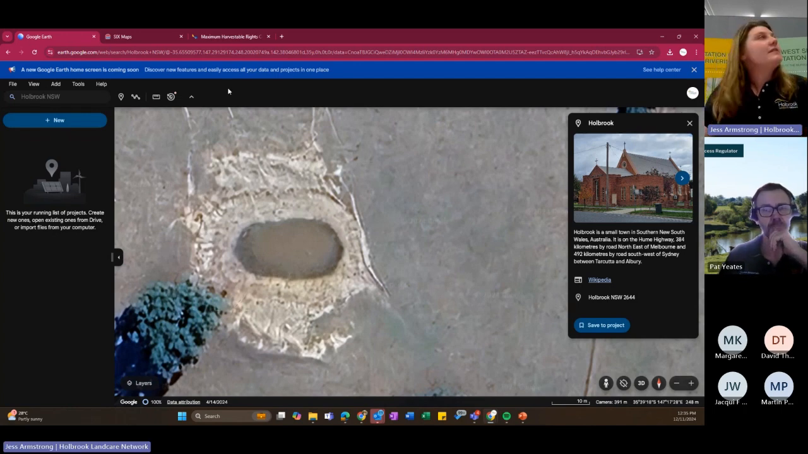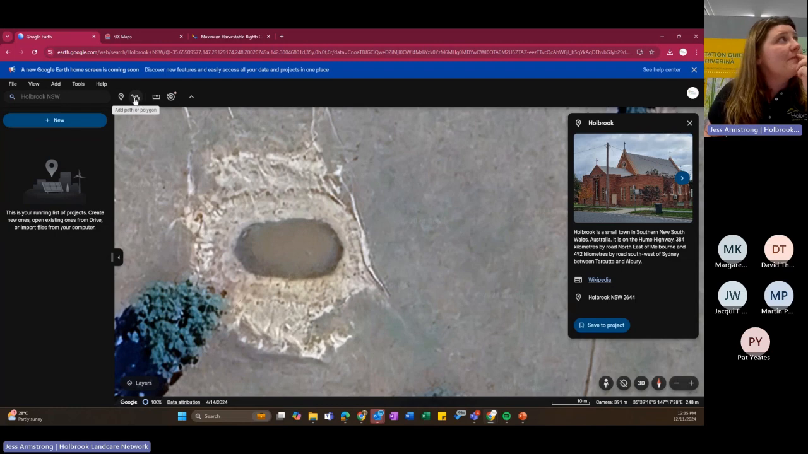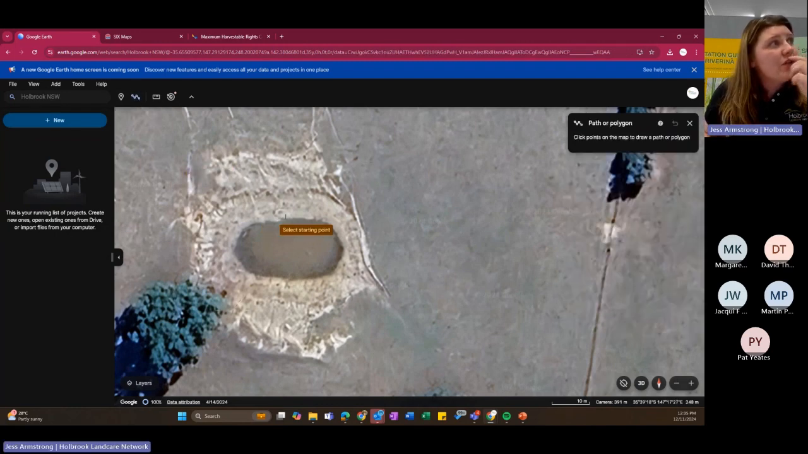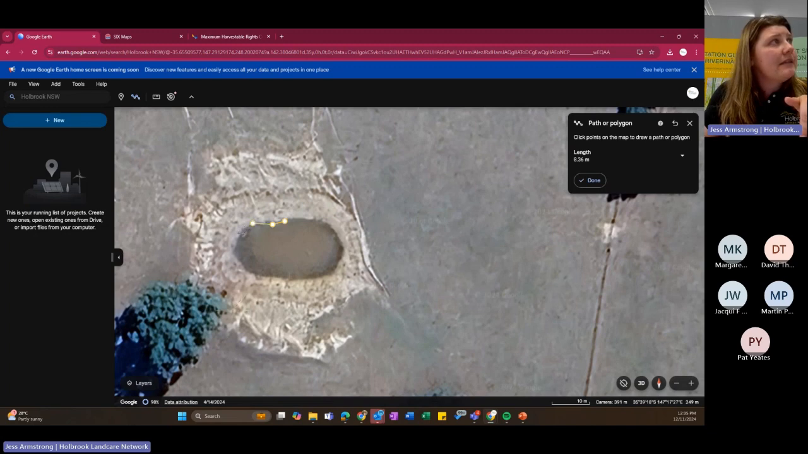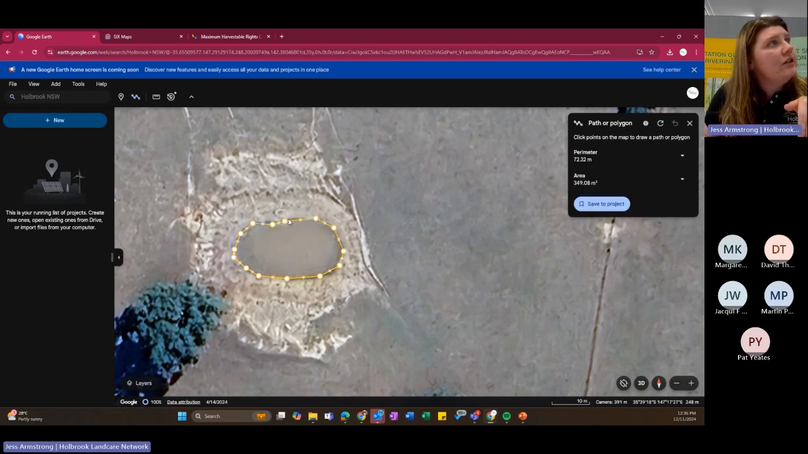You can use this little tool next to the place mark one, and this is add path or polygon. I'm just going to go around the circumference of the dam. You can plot points that can be quite flexible around the shape of the dam. I'm getting a bit rough here, but that's essentially what you've got.